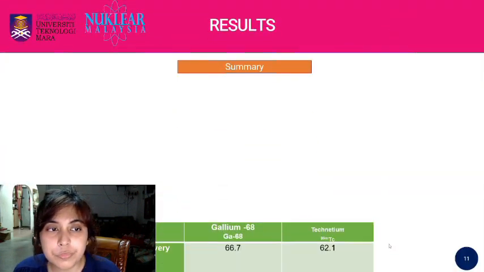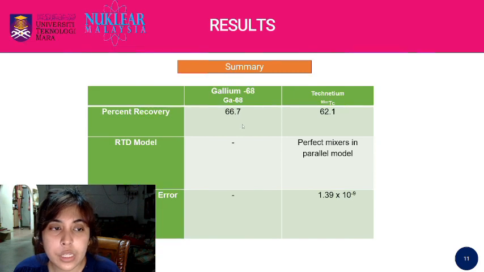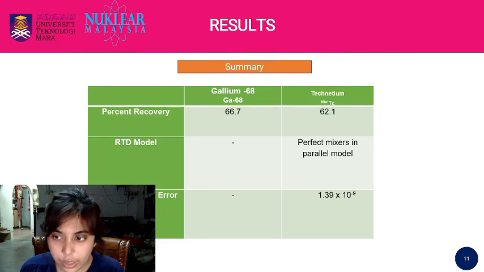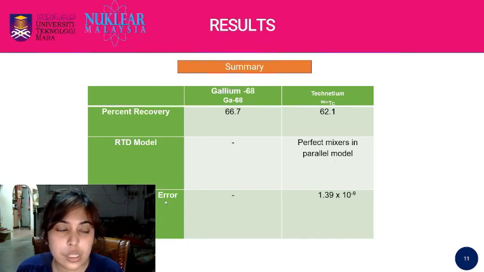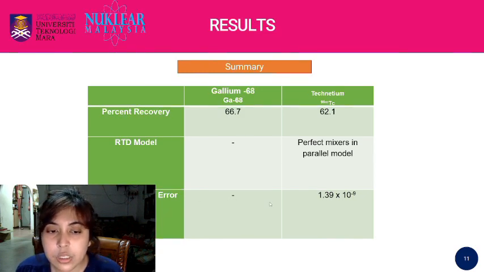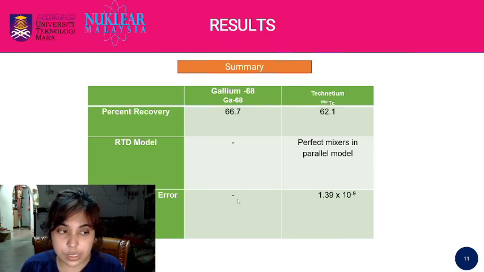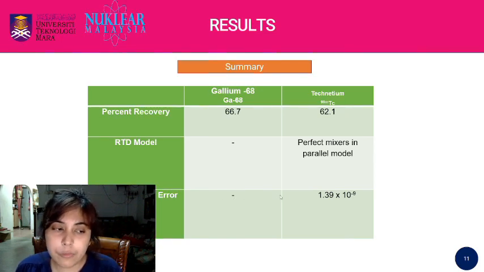So from the result, we can see the percent recovery is 66.7 for gallium 68 and 60.1 for technetium. The RTD model for gallium 68 cannot be seen because there is no signal, because this is a sand tracker. So only technetium can reflect the RTD model, which is the perfect mixture in parallel model. The sum of square error, SSE, for gallium 68 doesn't have any value because there is no signal and we cannot even do the RTD model. But for technetium, the error is 1.39 times 10 to the negative 9.